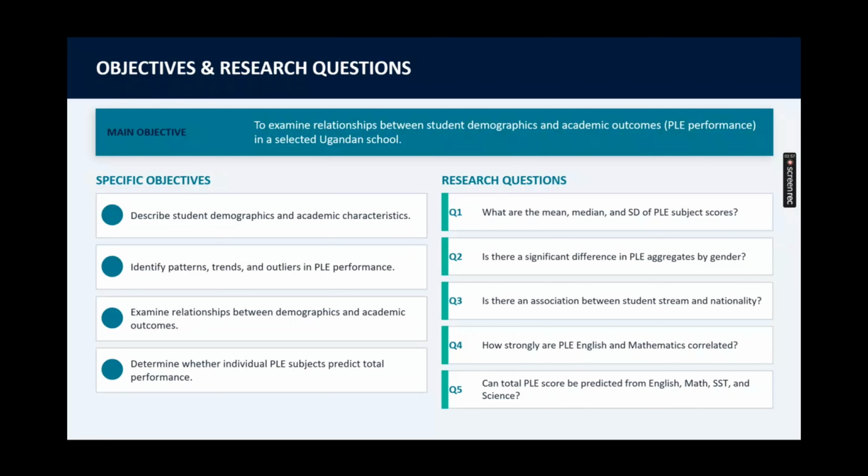Then the objective of this research was to examine the relationship between different variables. Our specific objective was to describe student demographics and academic characteristics, and then identify trends and outliers. When we talk about outliers here, we mean extreme values which go beyond the normal distribution.